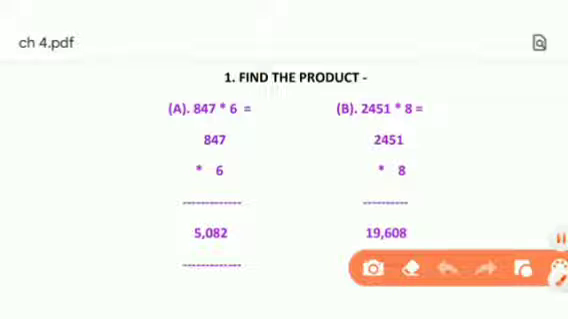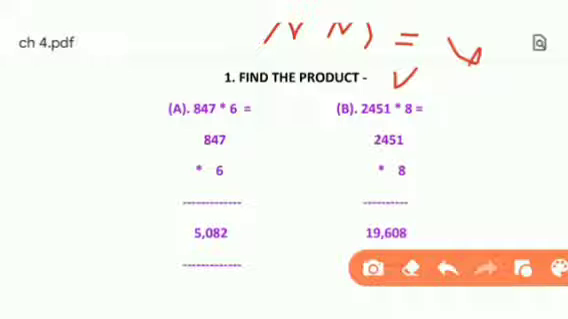So first we'll read the question. The question is saying find the product of the following. What is the meaning of product? If I'm saying find the product, it means we have to multiply. So if I'm saying find the product of 2 and 3, it means we have to multiply and our answer will be 6. So the same thing we'll do here.